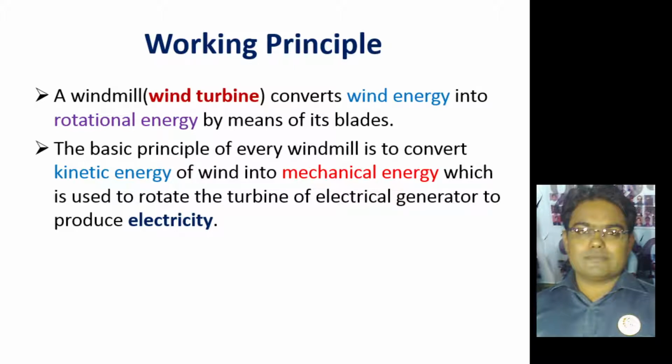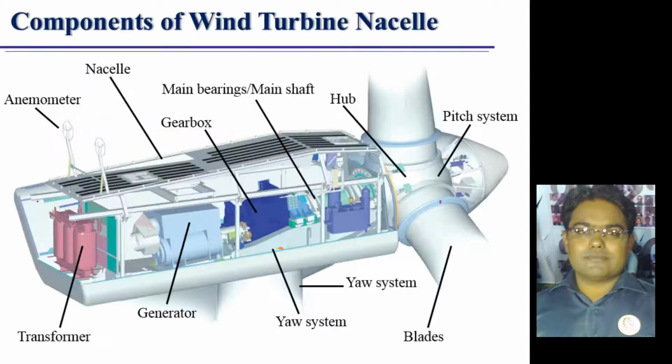Particularly, we use a generator, or the rotary shaft is connected to a generator to convert into electrical energy. So as a whole, we can say that a wind turbine converts wind energy into electrical energy. So what are the various components of a wind turbine? If we look at the picture representation of a horizontal axis wind turbine.